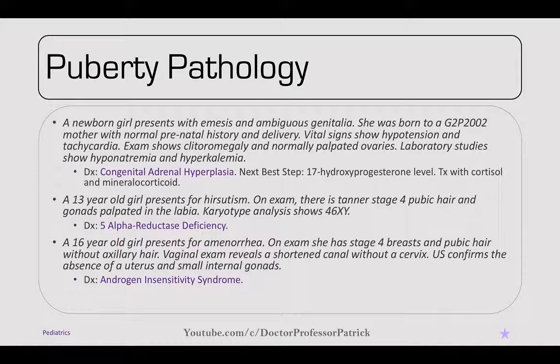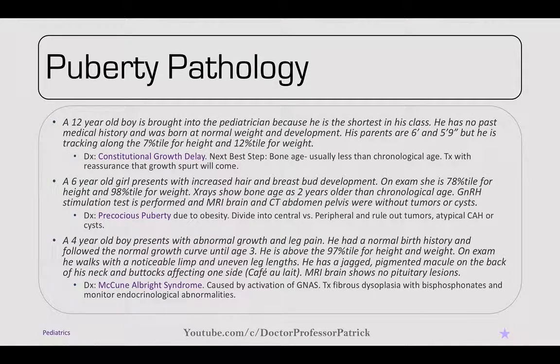And then last, we've got a case of a 16-year-old girl who presents with amenorrhea. On exam, she has stage 4 breasts and pubic hair without axillary hair. Vaginal exam reveals a shortened canal without a cervix, and ultrasound confirms the absence of a uterus and small internal gonads. The diagnosis is androgen insensitivity syndrome here.